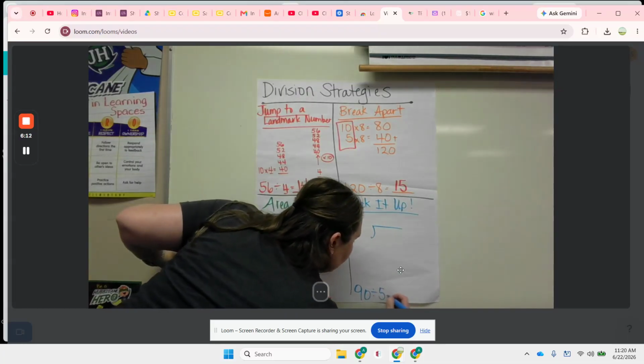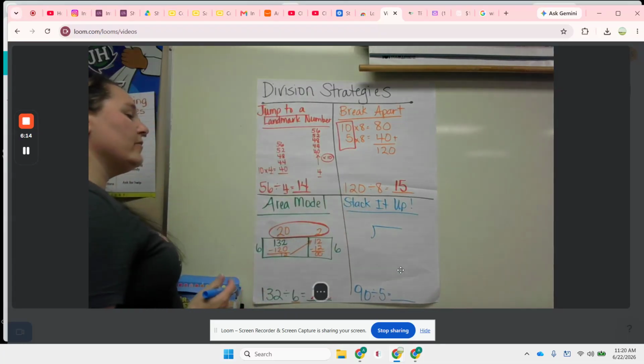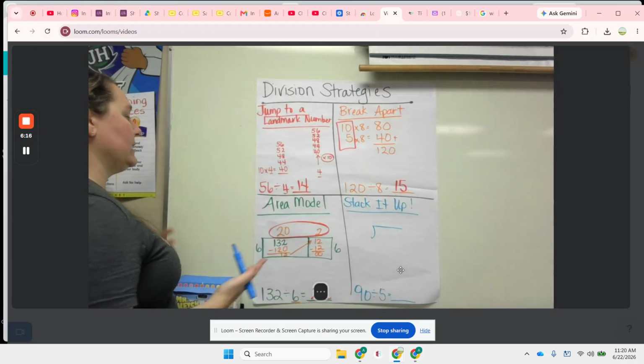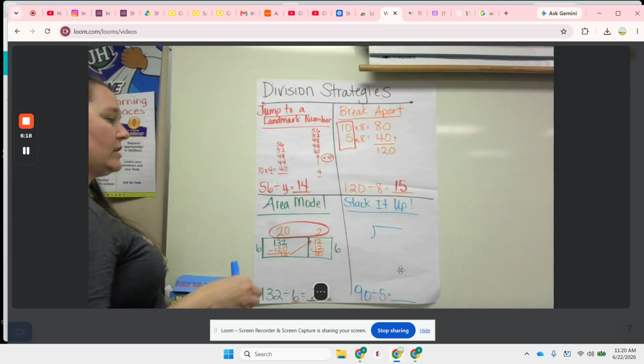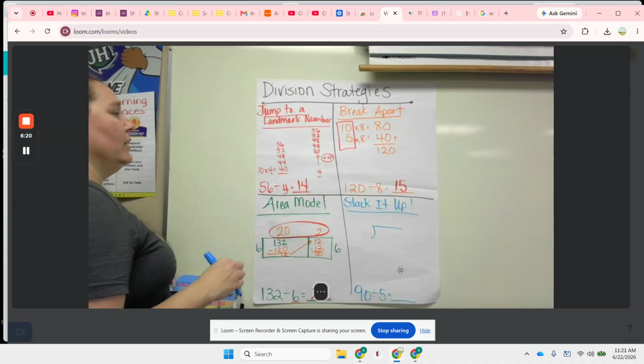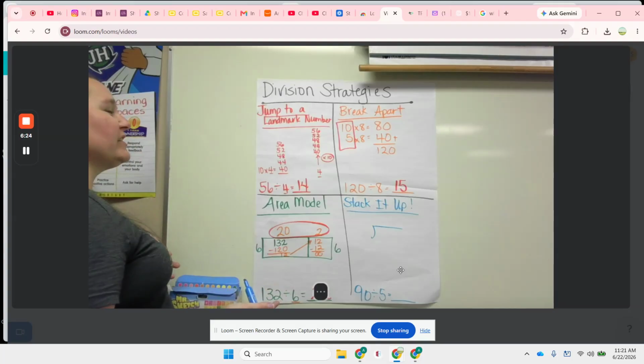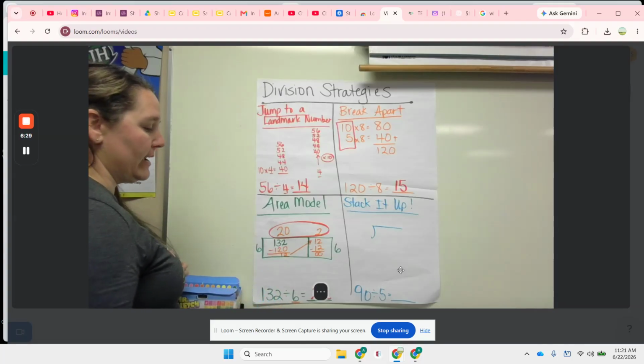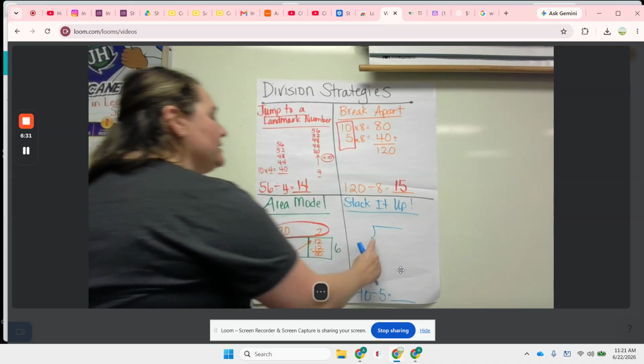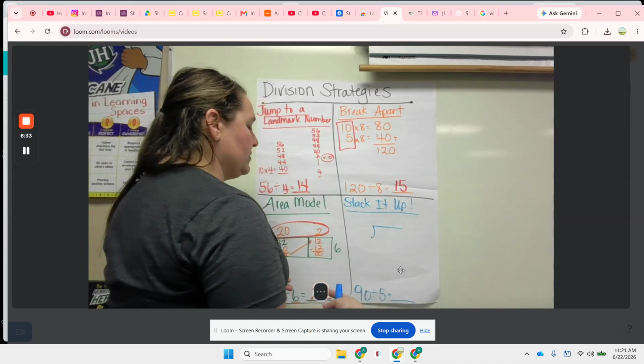So let's start with 90 divided by 5. Now, for some of them, could they count 5s up to 90? Yes, but I do this strategy because some of them really dislike this strategy. So if it's one where they feel like they know the quotient answer already, they are just a little more open to trying it.